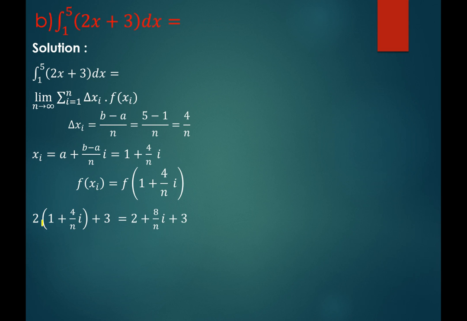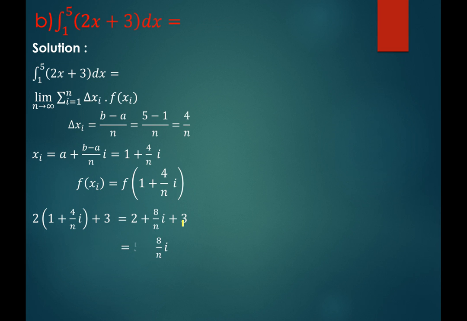Now open a bracket. 2 multiplied by 1 is 2. 2 multiplied by 4 over n is 8 over n, don't multiply by n, and i beside. And that all plus 3. Don't touch 3 and multiply with it. Keep it alone because it is outside the bracket.